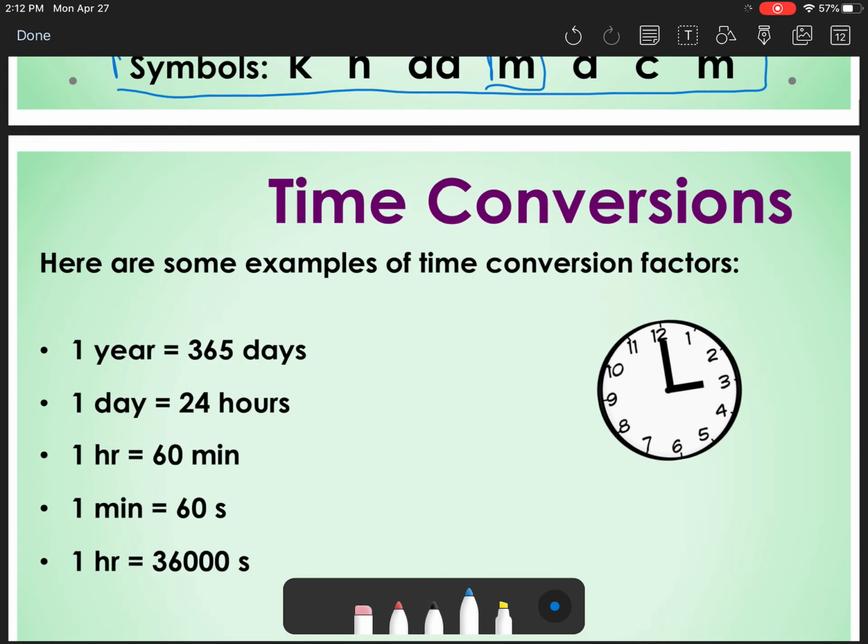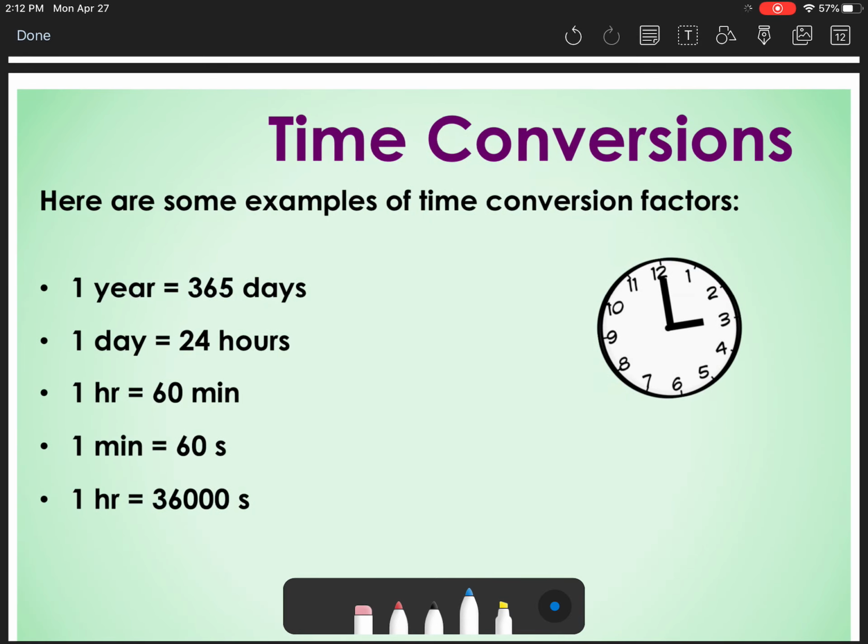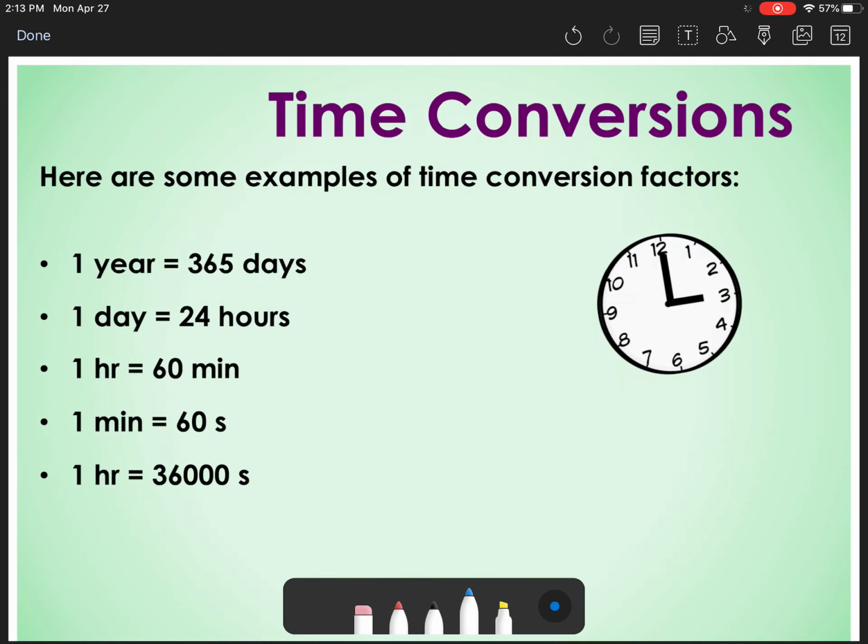Now, that's just distance. We're also often going to be dealing with time in physics when we're talking about kilometers per hour or meters per second. Time does not follow the metric system, so we just have to know some of these conversions. We know 1 year is 365 days. 1 day, 24 hours. 1 hour, 60 minutes. 1 minute, 60 seconds.